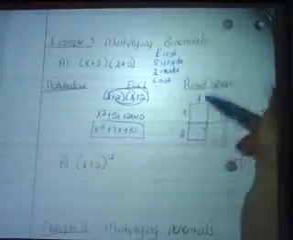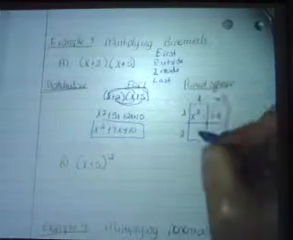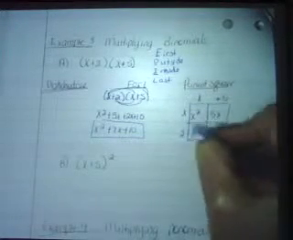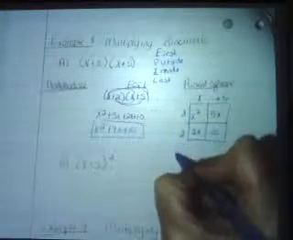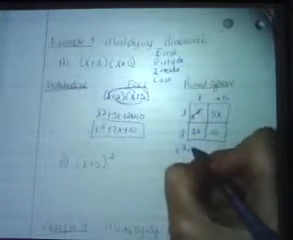Okay, so x times x gives me x squared. X times 5 gives me 5x. 2 times x gives me 2x. 2 times 5 gives me 10. Combine like terms. I don't have any other x squareds. 2x and 5x gives me 7x. And then plus 10.